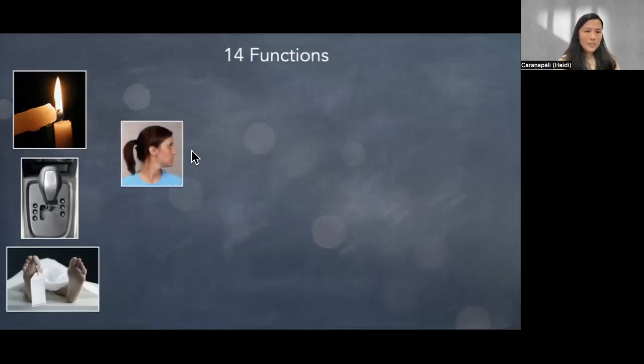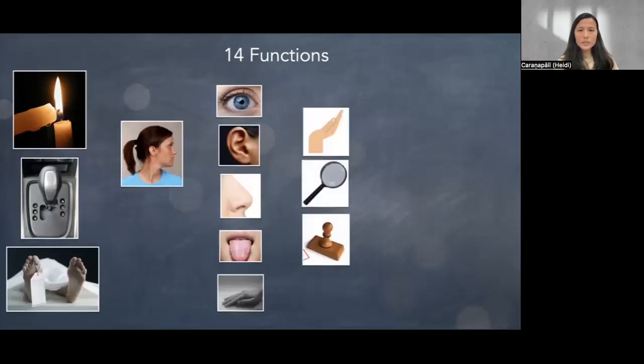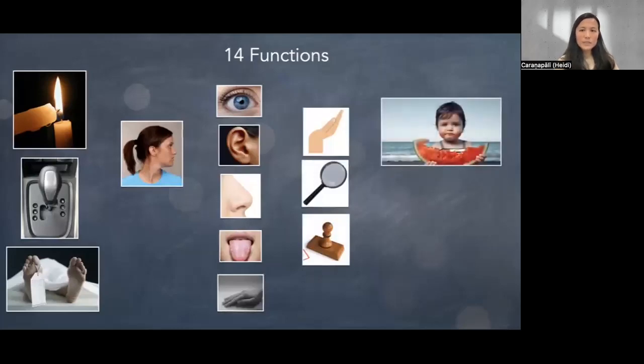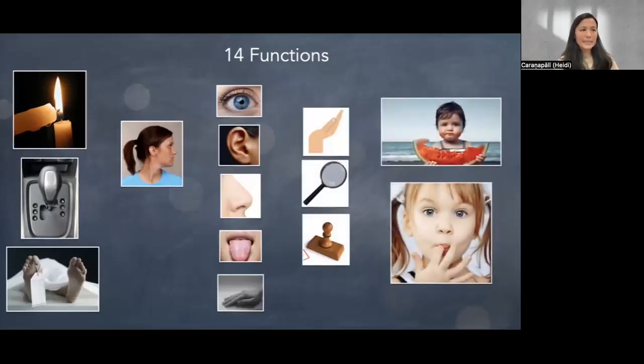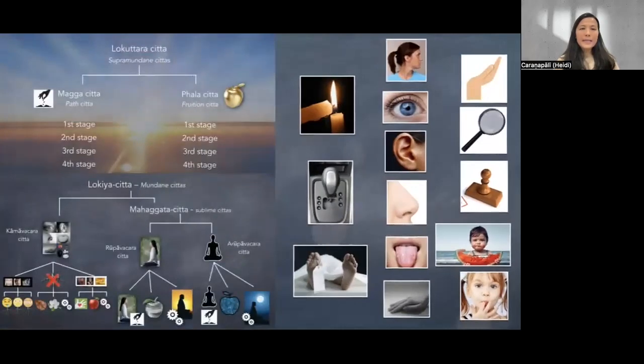Then we have the avajana, the five-door averting and the mind-door averting, the averting function. Then we have the five senses: seeing, hearing, smelling, tasting, and touching functions. Then we have receiving, investigating, determining, as well as the javana function and the Tadaramana, the aftertaste function. So altogether 14 functions. Now, these 14 functions are done by the 89 or 121 types of Cittas.